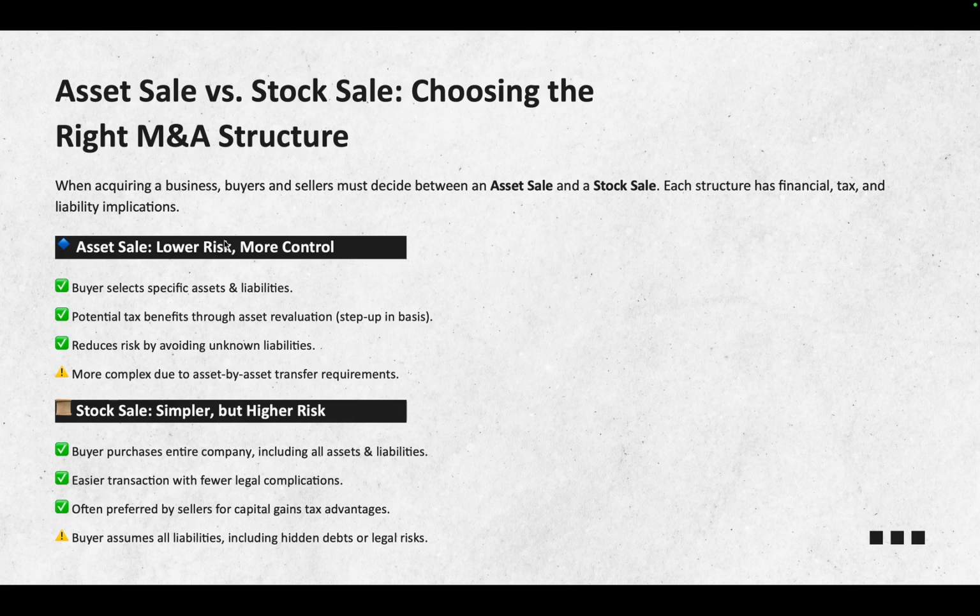Now, the only reason you won't do an asset sale is that the seller doesn't like an asset sale, because they get taxed on ordinary income. Whereas a stock sale is preferred by sellers for capital gains tax advantages. On a stock sale, you are buying the EIN, you're buying the business, you're buying the name, you're basically just swapping out the prior owner.